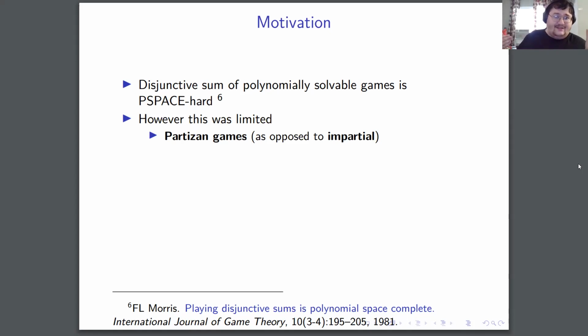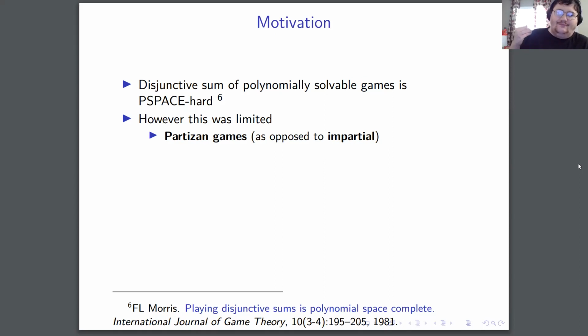Partisan game just means that the two players have different options. So for example, when you have chess, you have a white player and a black player, and the white player moves the white pieces, the black player moves the black pieces, so they're not the same. It doesn't have to be a color, but just some way that the two players' moves aren't necessarily identical. Impartial games are restricted to having the same set of moves for both players.